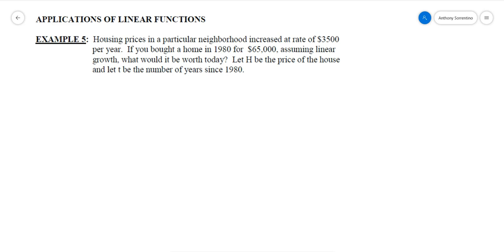So there's a number of things going on here. First of all, they're telling us that we're going to have H being some function of T, where H is the price of the house, so it's the Y value, and T is the number of years since 1980. They don't have to be X's and Y's. There's two things that they are telling us. They're telling us it increased at a rate of $3,500 per year. Well, one of the things that we have to appreciate about a slope is that it's a rate of change.